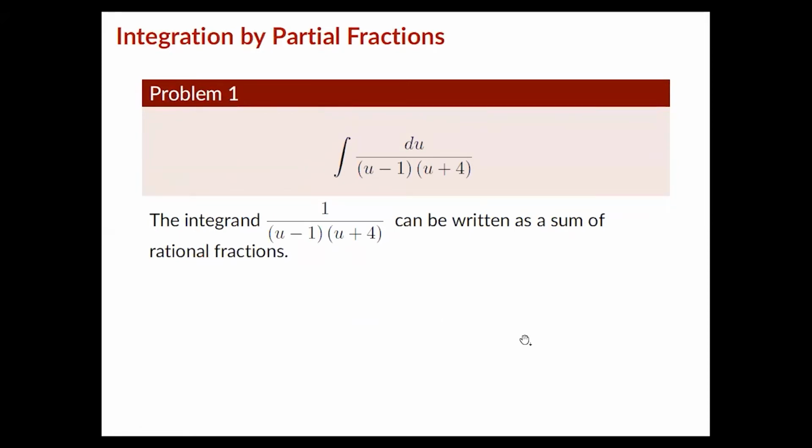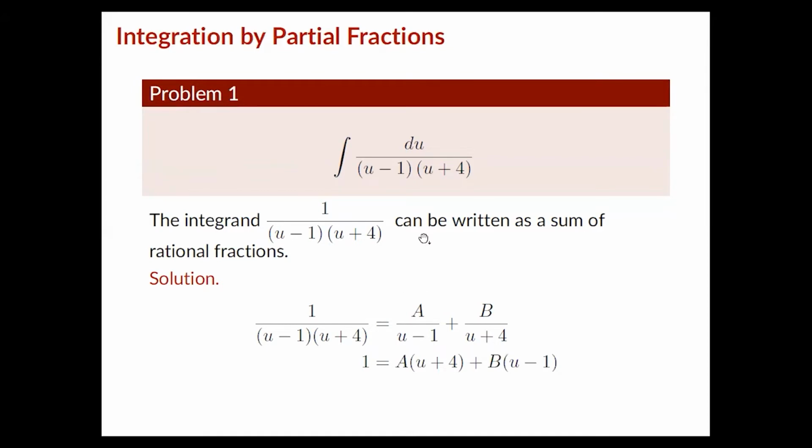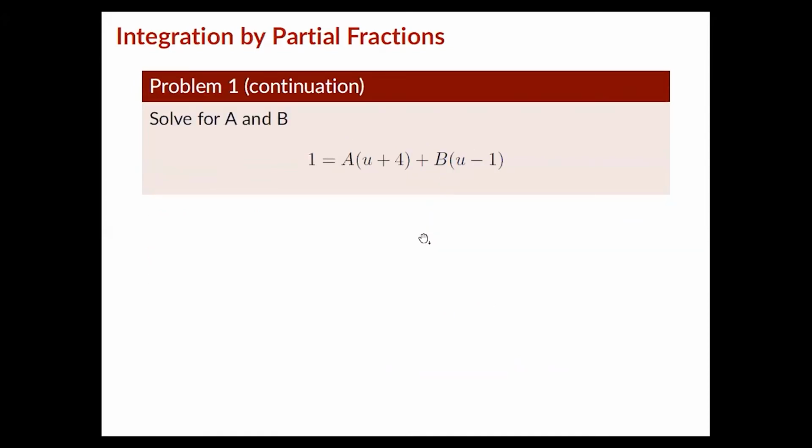So kaya na natin isulat ang integral natin as a sum of rational functions with this representation. So we have 1 over u minus 1 times u plus 4 equals a over u minus 1 plus b over u plus 4. Multiplying both sides by the denominator gives us this equation. Solving for the coefficients a and b, we first let u be equal to 1. So that b times u minus 1 will equate to 0. So that ang matitira sa atin ay coefficient na a. So we have 1 equals 5a or that a equals 1/5.